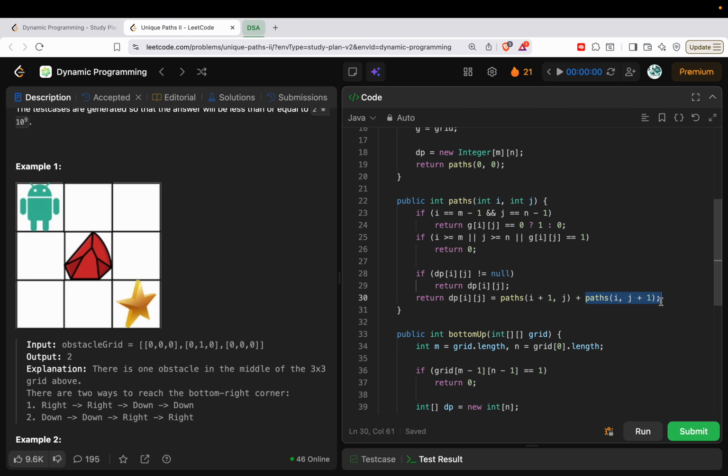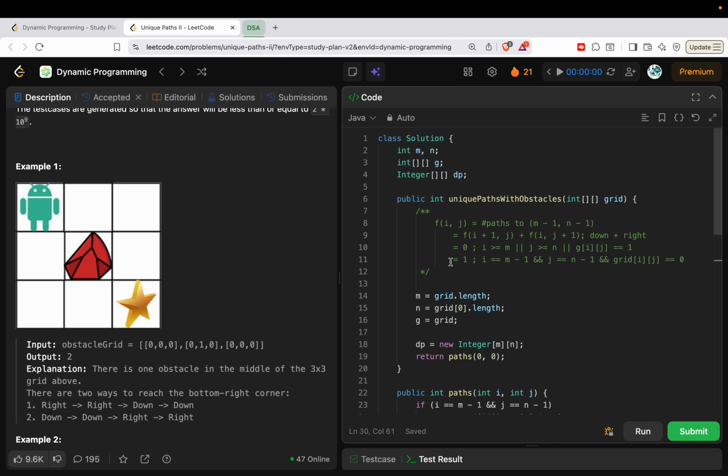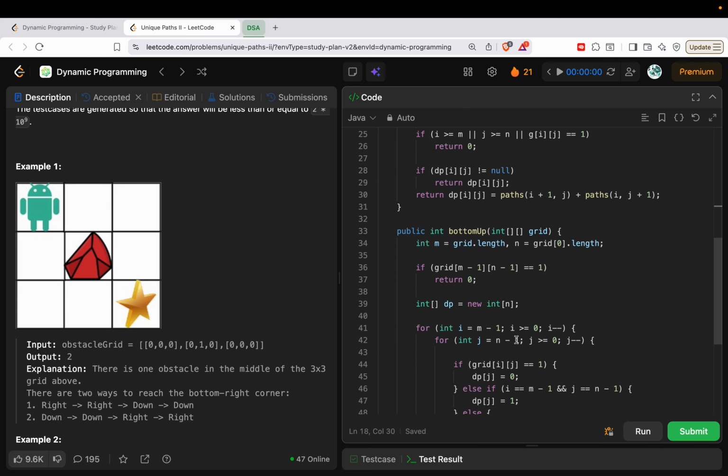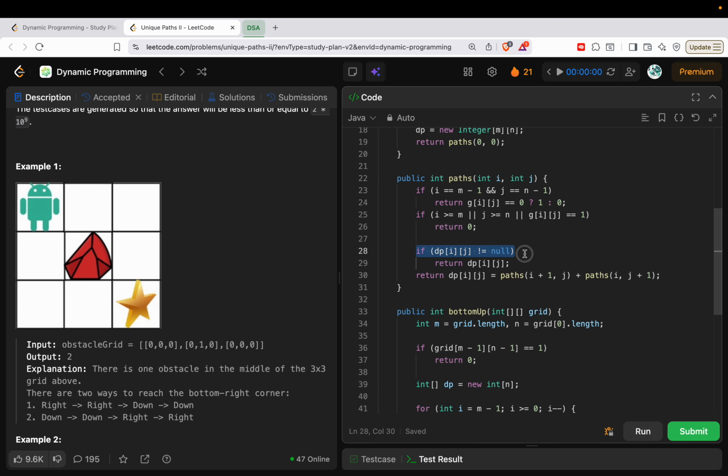If you draw the tree diagram of your recurrence relation, you will notice that certain problems are overlapping. Whenever we have overlapping subproblems, we don't need to recompute them again. We can use dynamic programming. So that is what I have done. I have defined a 2D array dp of size m by n. If the answer to the subproblem is already computed, then I will simply return it, or else I will compute the problem and store it, and I will be reusing it in the future.